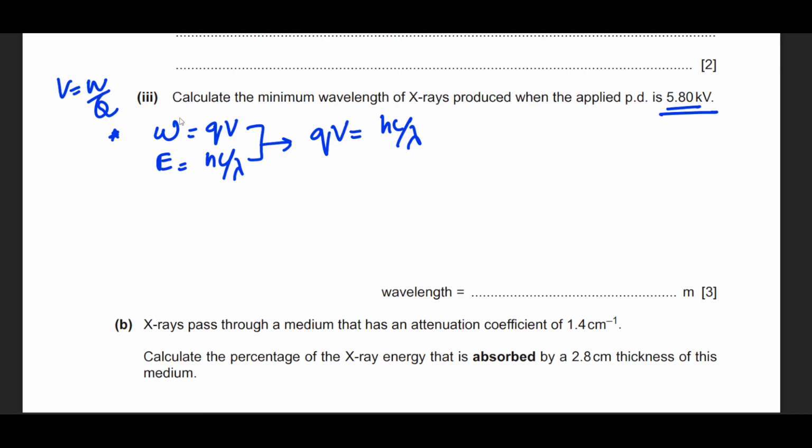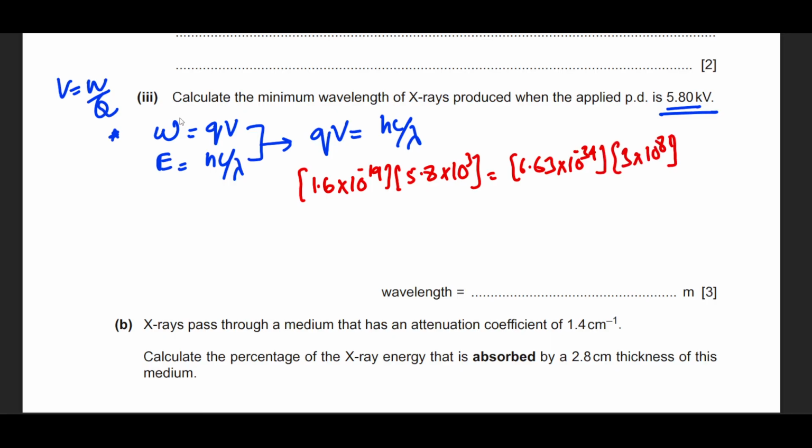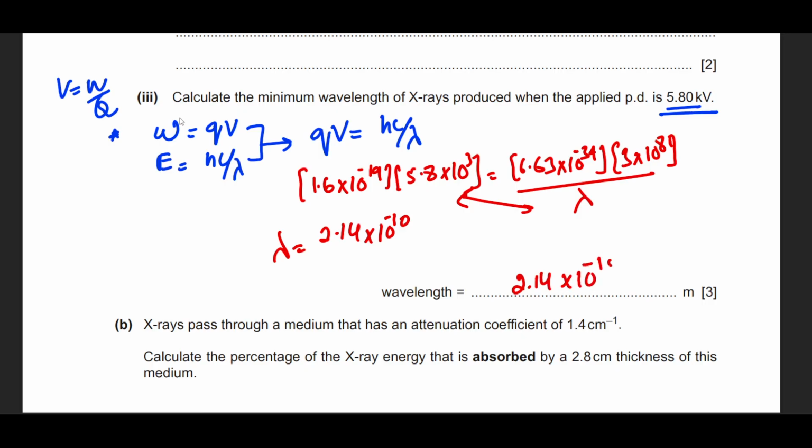Voltage is given to us as 5.8, so let's put that over here. The charge of an electron is known, 1.6 into 10 raised to the power minus 19. Voltage is known, which is 5.8 into 10 raised to the power 3 volts. H is the Planck constant, 6.6 into 10 raised to the power minus 34. C is 3 into 10 raised to the power 8. And this whole thing is divided by lambda. So let's replace the values, and algebraically speaking, lambda comes out as 2.14 into 10 raised to the power minus 10.